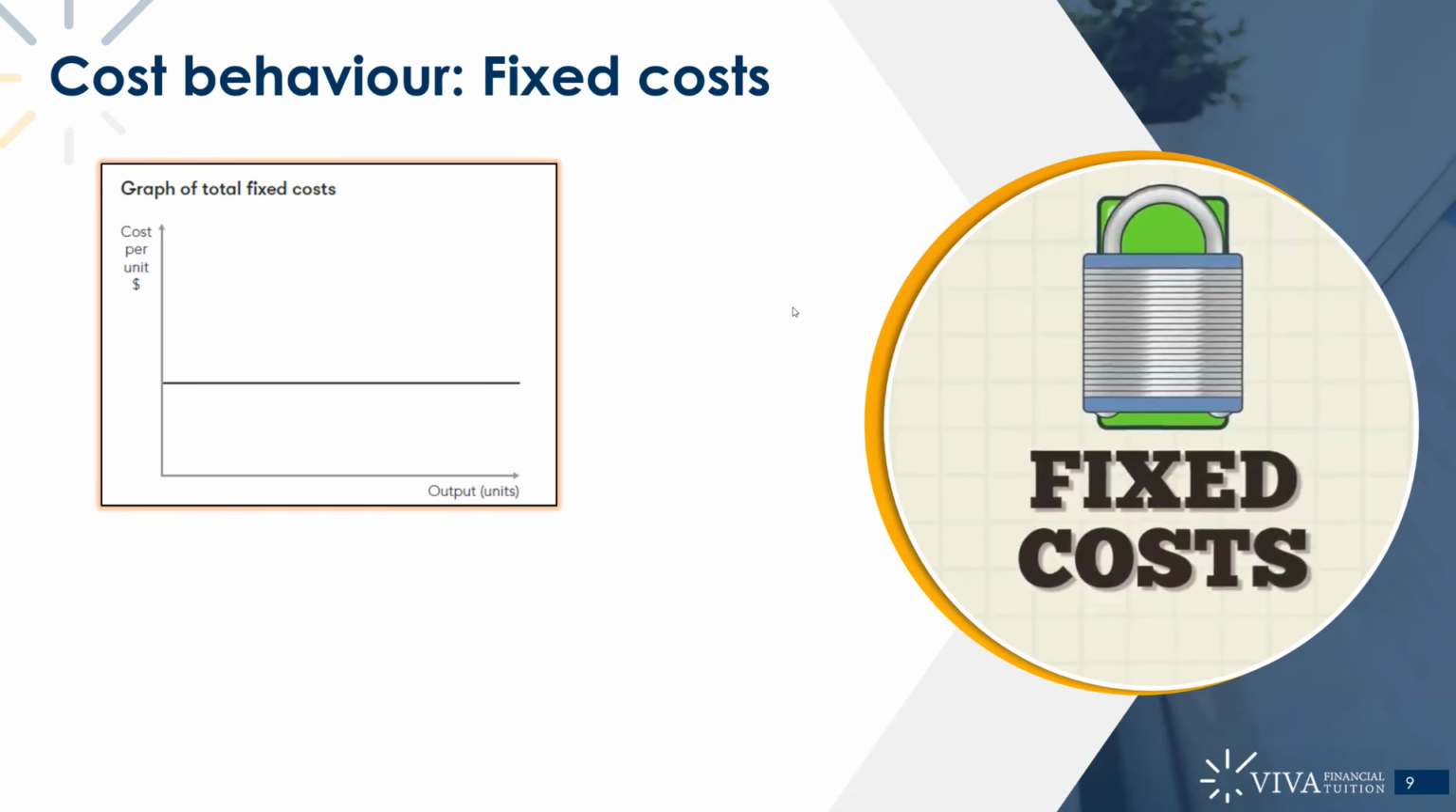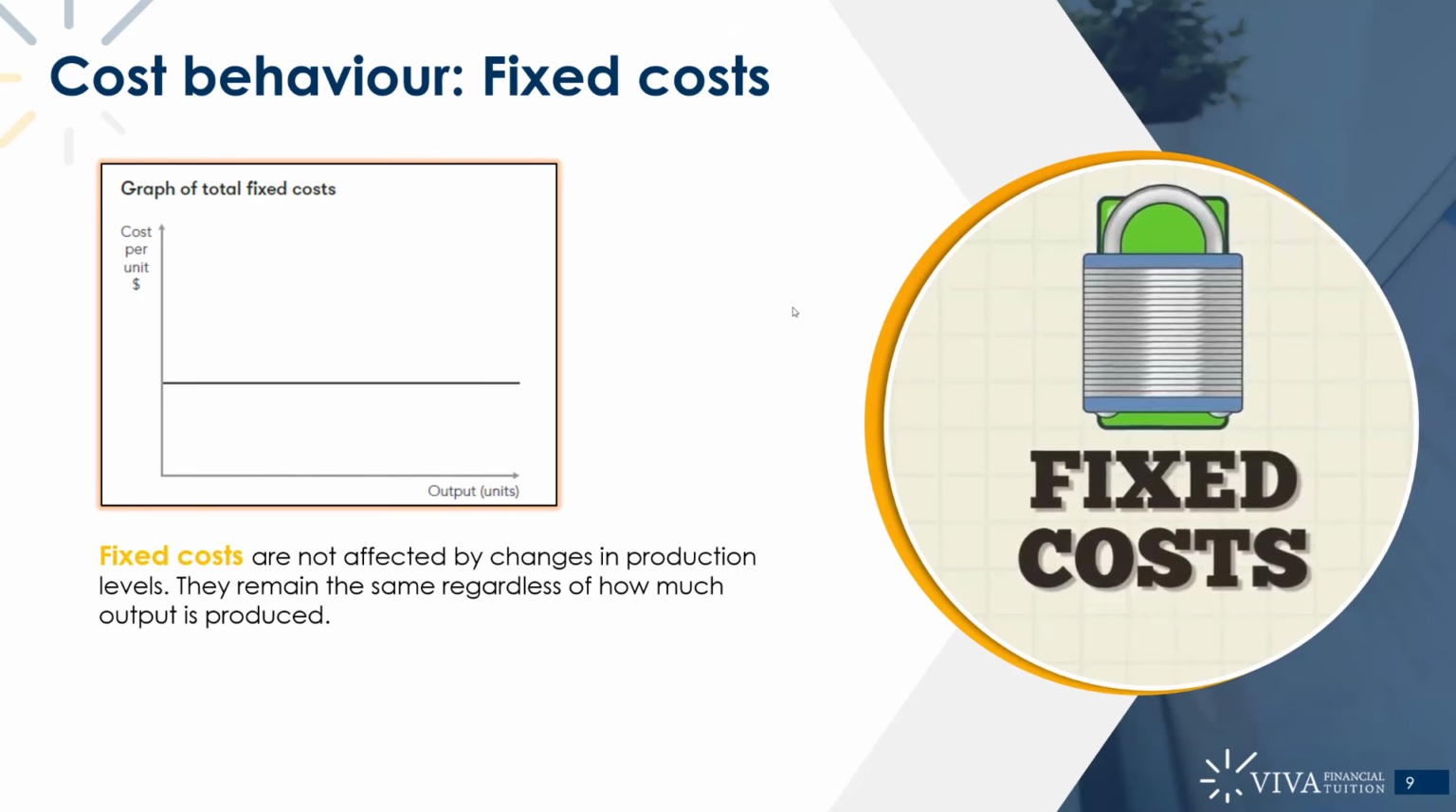If you can imagine a factory that produces, we'll go back to the smartphone factory example, smartphones, fixed costs will remain the same whether the factory produces 100,000 smartphones or 200,000 or 300,000. And you can see in the graph that the total fixed costs remain flat even when output increases. You can see the definition just underneath the graph: not affected by changes in production levels. That's the key concept behind fixed costs.